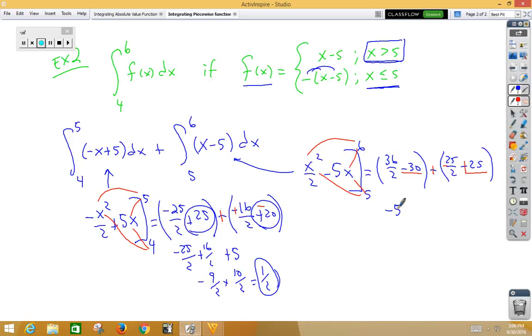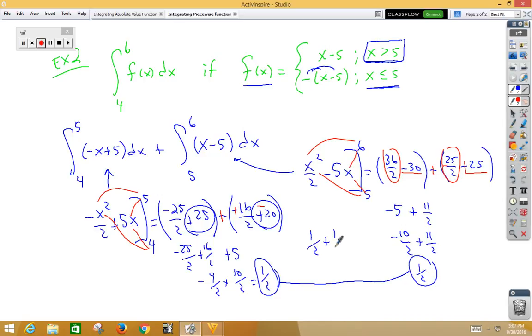Now if I combine my 36/2 and my negative 25/2, looks like I would get a positive 11 halves. So now I've got a negative 10 halves plus 11 halves is a 1 half. Again, if I combine these, 1 half plus 1 half is 1 is my final answer. It won't always come out as 1, but in these two examples, it did.